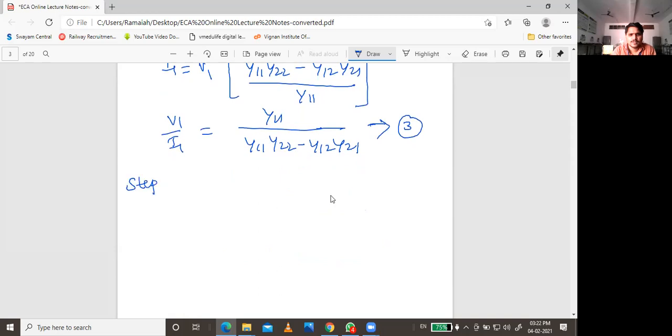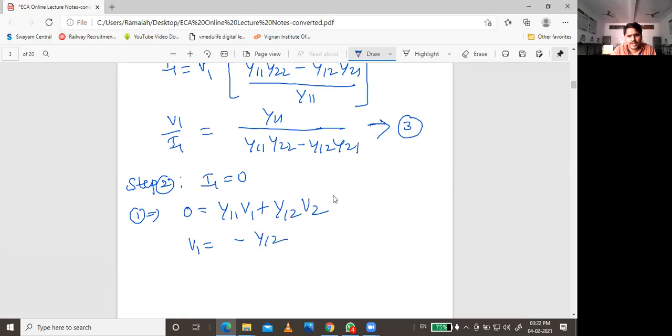So step 2 is I1 is 0, input current is 0. Therefore, from the equation 1, 0 equal to Y11 V1 plus Y12 V2. Okay, so from this, what is V1? V1 is equal to minus Y12 by Y11 V2.